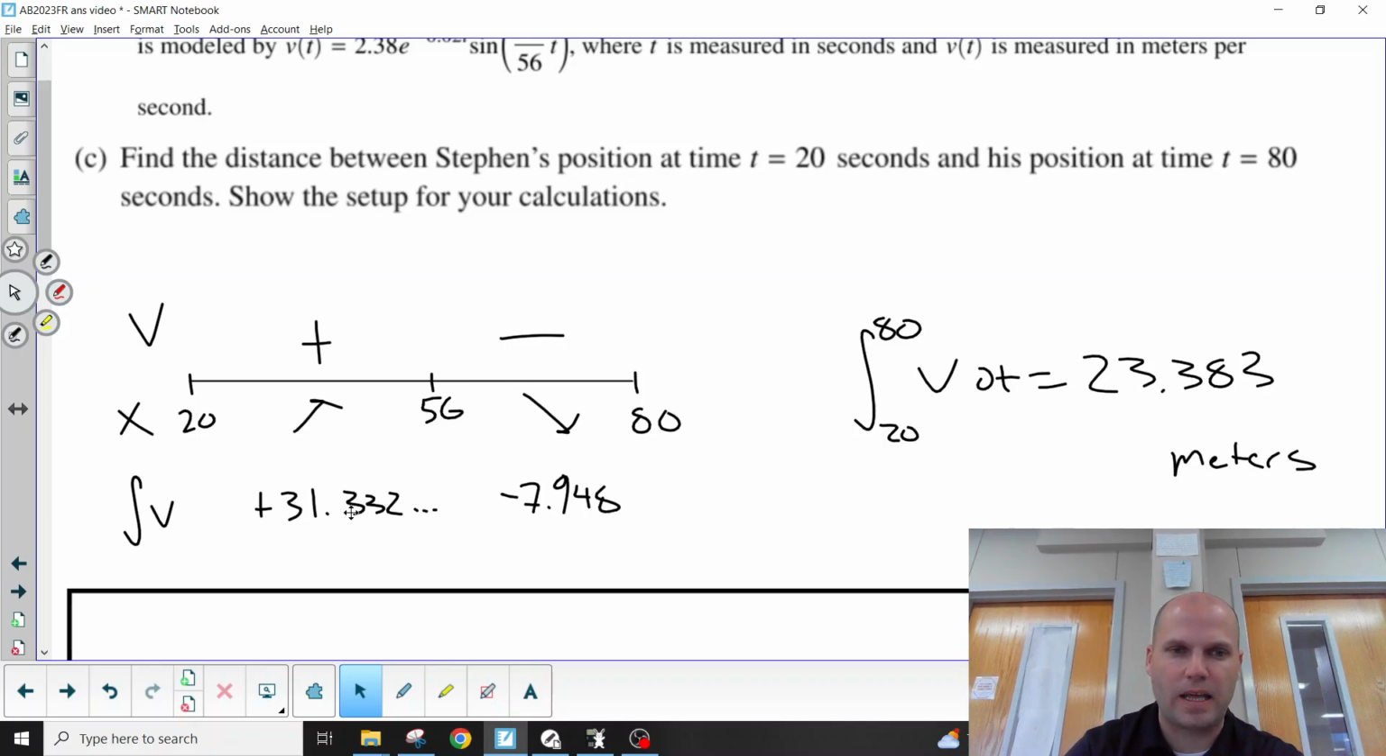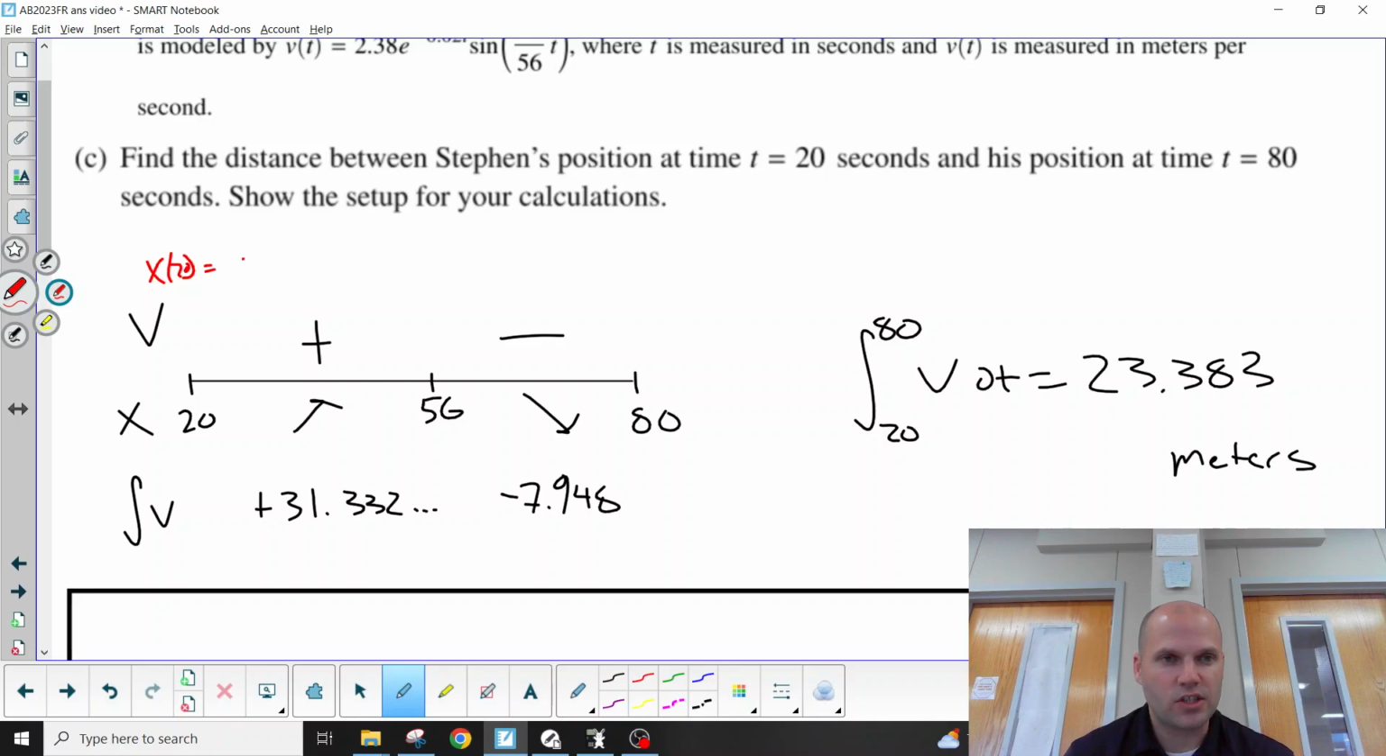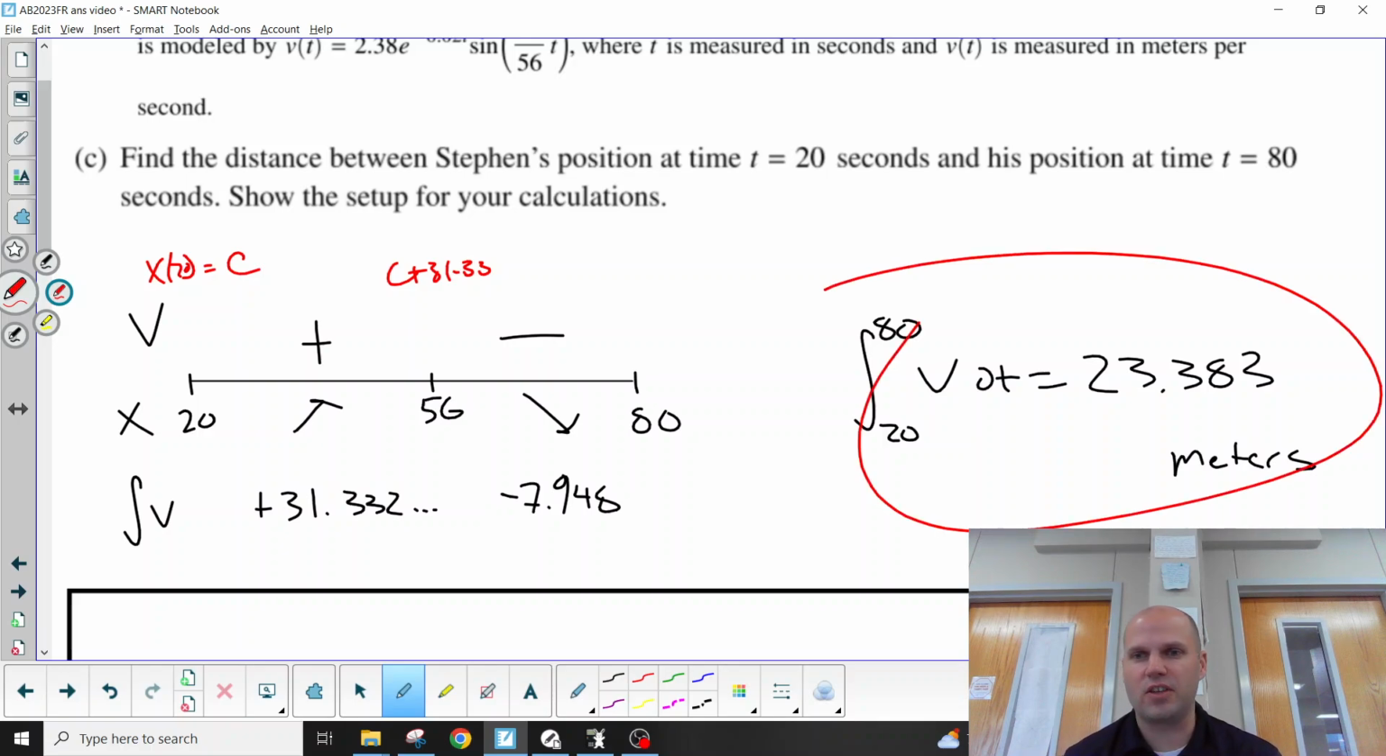I'm going to adjust my displacement analysis. I go to the right, 31.332, but then I come back to the left, 7.948. They're asking you for the displacement or the change in your position. You don't know where he is at time 20. Well, you could say it's some C value. Well, this would be C plus 31.332. This is C plus 31.332 minus 7.948. You actually just had to find the displacement.